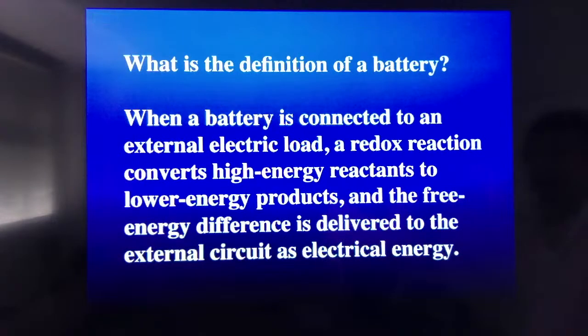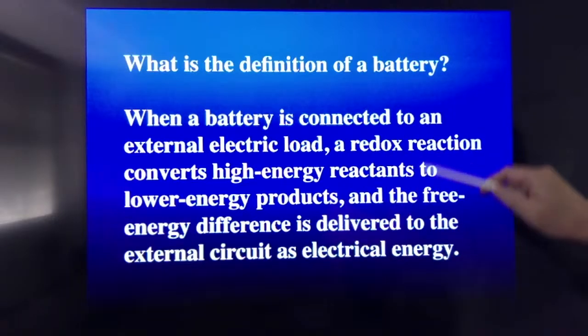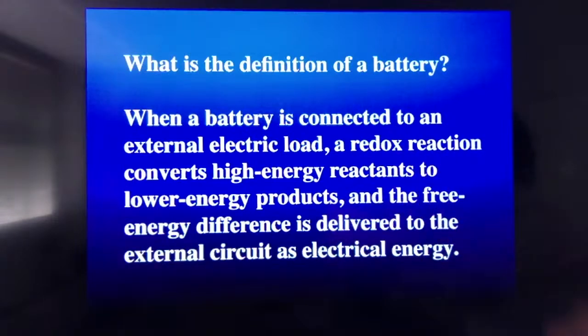When a battery is connected to an external electric load, a redox reaction converts high energy reactants to low energy products. This is talking of electrochemistry, and the free energy difference is delivered to the external circuit as electrical energy. So this is talking about the inside of the battery. What happens inside of the battery? It's electrochemistry, and the free energy difference is delivered to the external circuit as electrical energy.